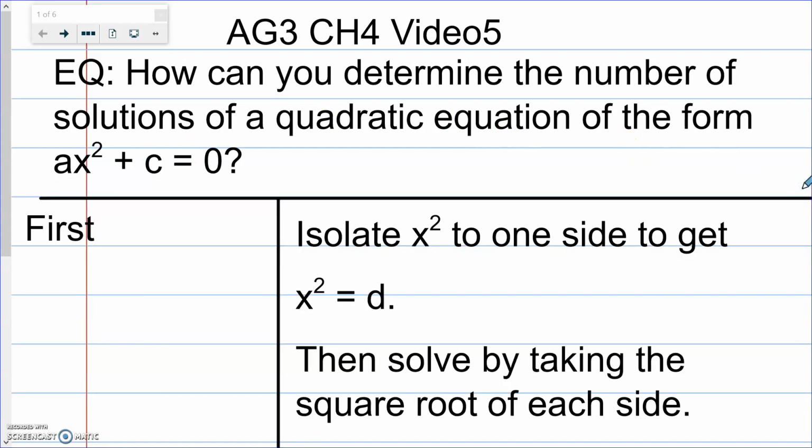So the first thing we need to do is isolate x squared to one side to get x squared equals d. So previously we wanted it to be equal to 0. That was standard form. Now we don't. We want the x squared isolated. And then we want to solve by taking the square root of each side.